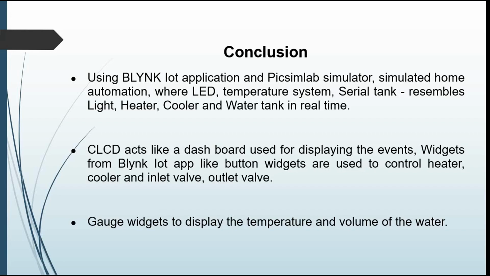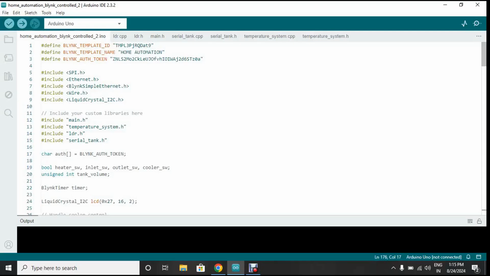Now we will go towards the project coding part, and this coding will be done in Arduino IDE. In the project coding part, we first start with code that involves setting up Blynk template ID, template name, and authentication token. These identifiers are crucial because they enable the Arduino to connect to the Blynk server.